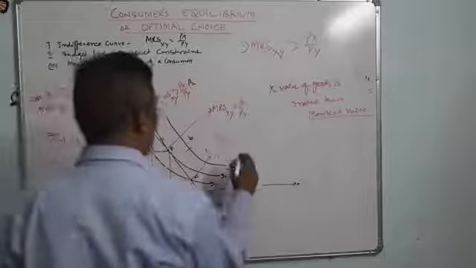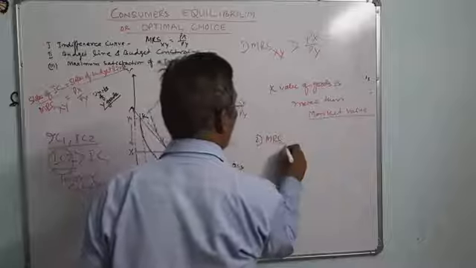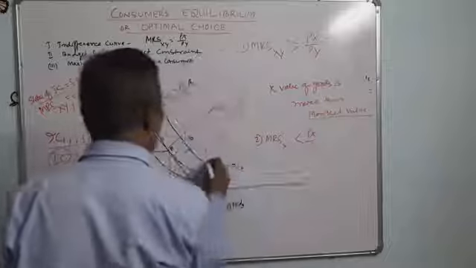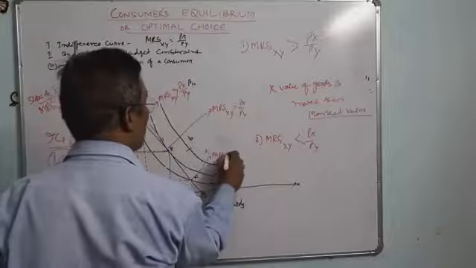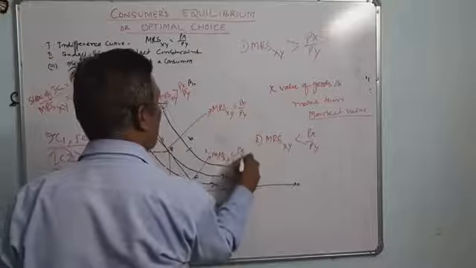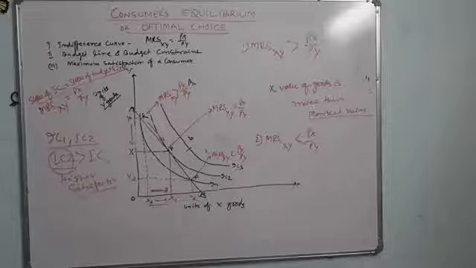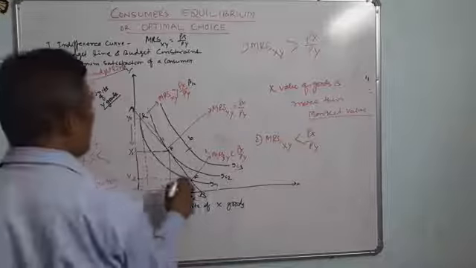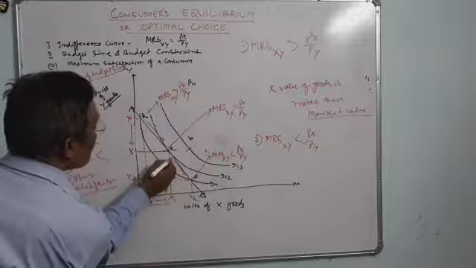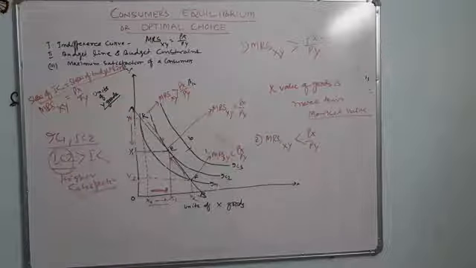The second condition is that the marginal rate of substitution of X for Y is less than Px upon Py. This is the condition: MRS of X for Y is less than Px upon Py. In that case, the consumer will attain the optimal choice, that is point E. It means he will shift from point F to E.